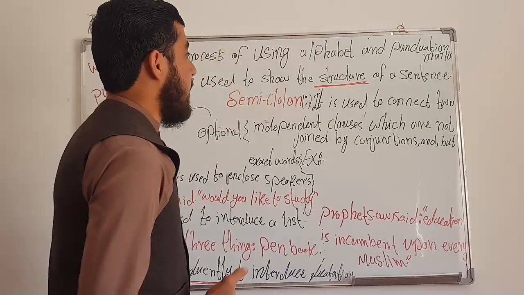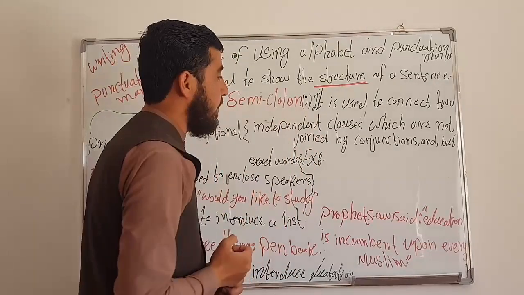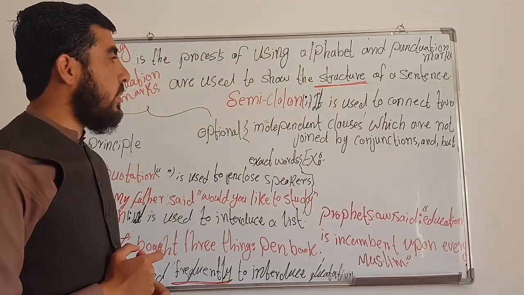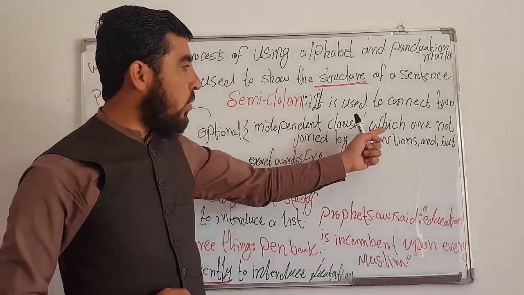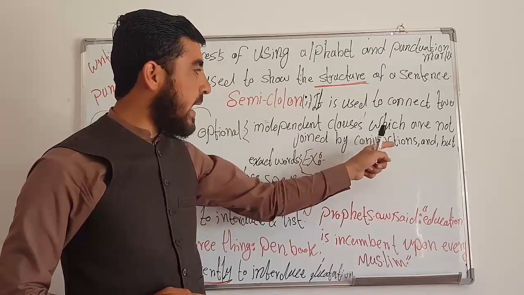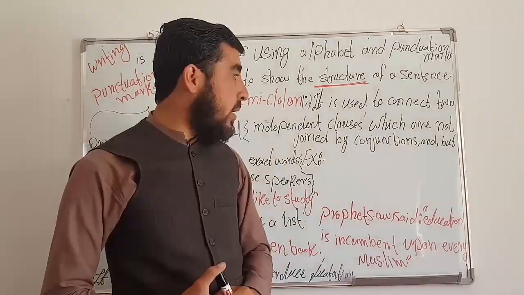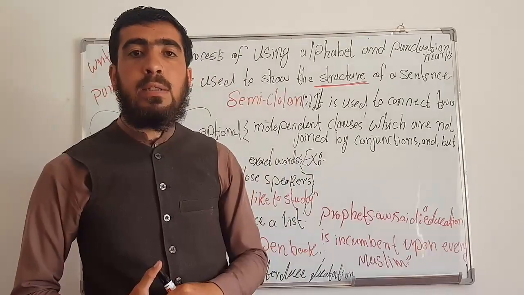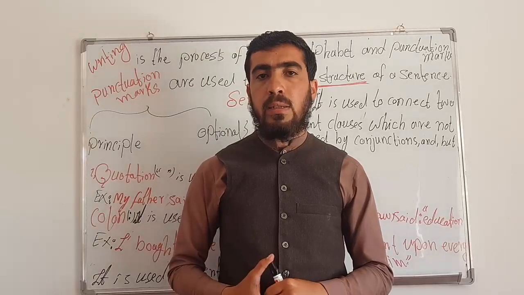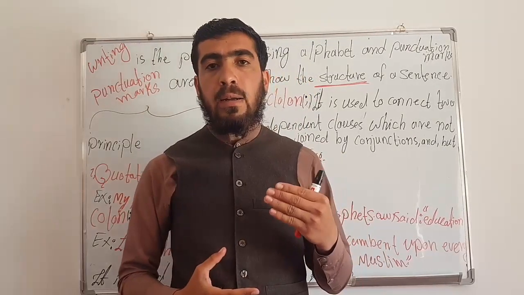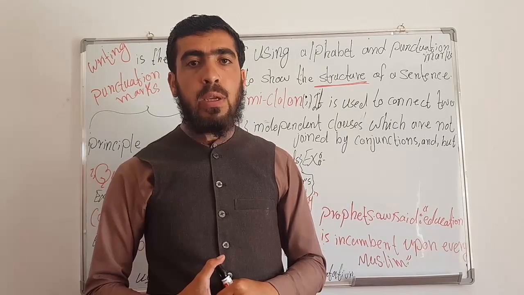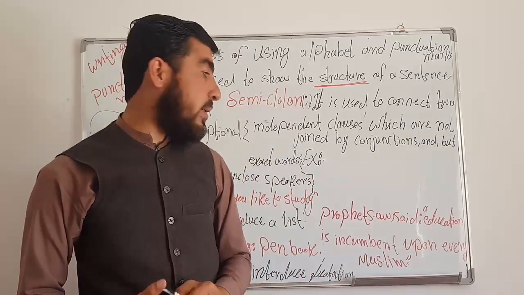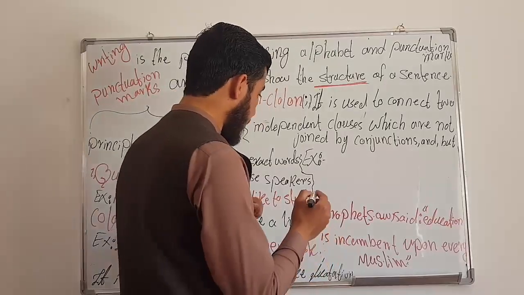And the other one is the semicolon. Semicolon is used to connect two independent clauses which are not joined by conjunctions. Friends, for example, there are two sentences or two independent clauses, so there must be a conjunction between them. So if there is not any conjunction, we can use a semicolon there as well. Let me write an example.